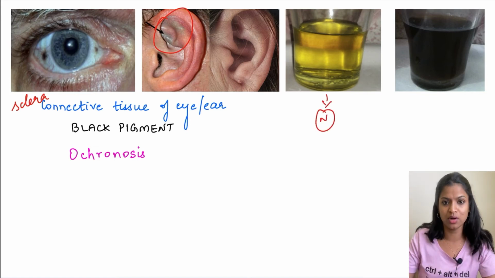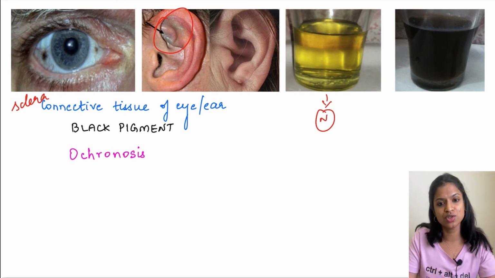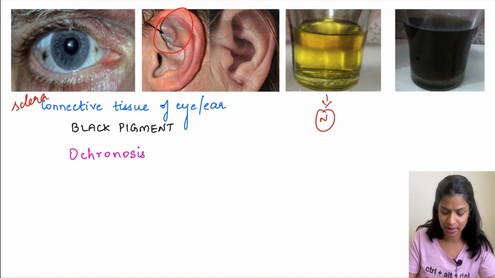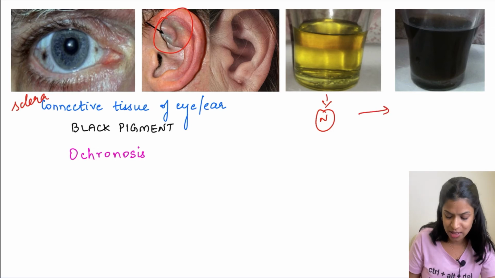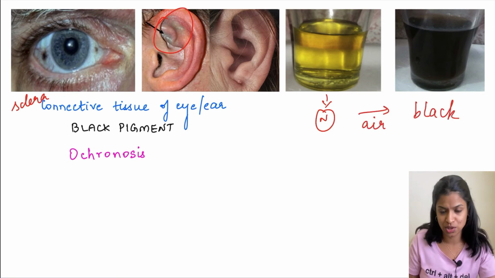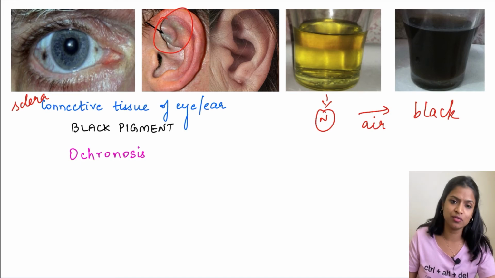So when you keep the urine fresh after micturition, the urine will appear yellow only. But on standing, that is on exposure to air, the urine will become black in color because of oxidation. So this is the classical history which will be given for an Alkaptonuria case.